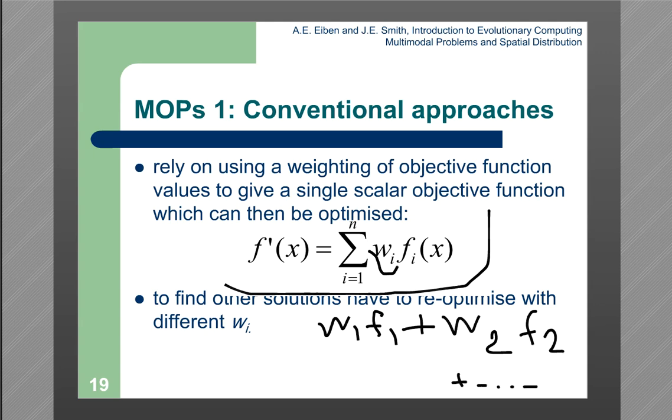Or if you have another fitness, you use another weight. It is one of the ways to use fitness for a multi-objective problem, but it is not a good way because it is related to the data.